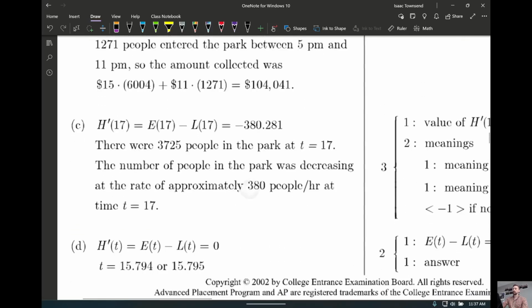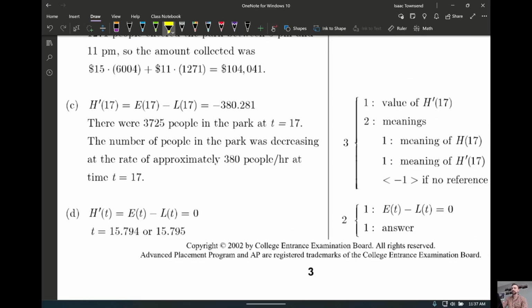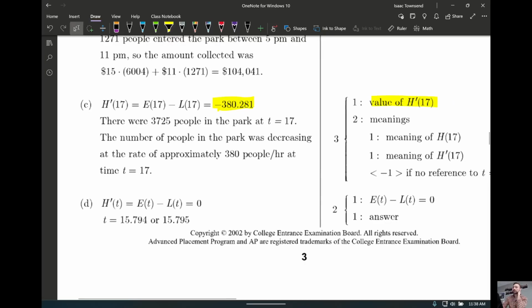Nice. Okay, part C had several different things asking for it, so 3 points. Somewhere in there you needed the derivative of h at 17. So I found the derivative of h, which was the fundamental theorem of calculus, and then plugged that in. So it ended up being e of 17 minus l of 17, which gives you that. So that's the point. Then the other 2 points came from the 2 meanings. So h of 17 is like how many people were in the park at time t equals 17. That was given to you. They're just asking you to interpret what it meant.